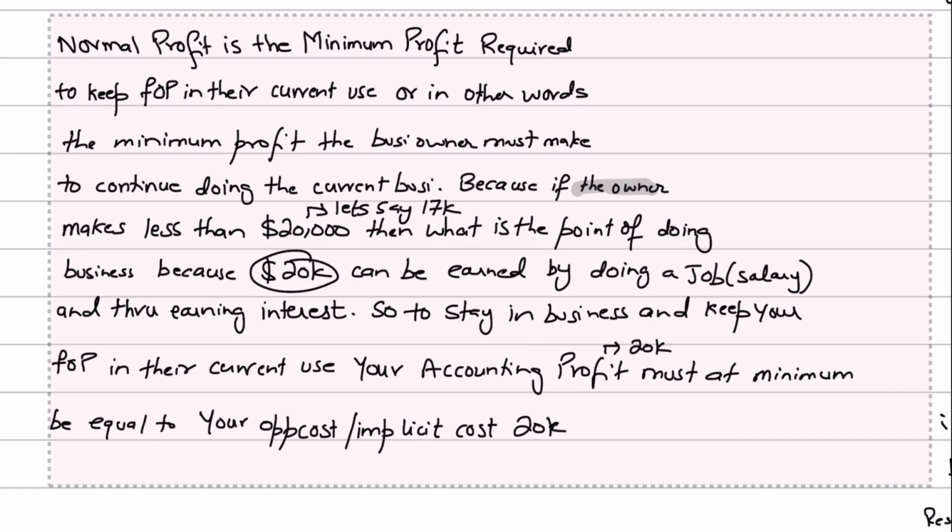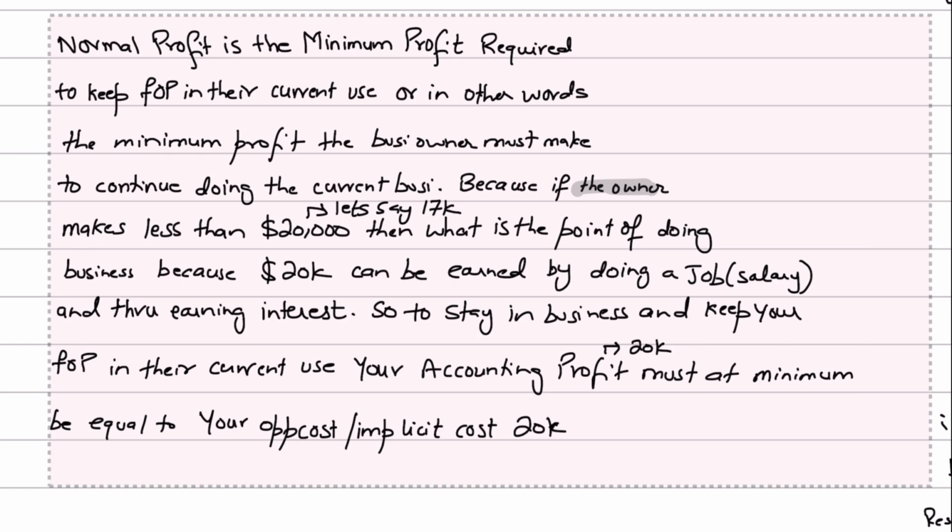Because $20,000 can easily be earned by doing a job and earning interest. I'm worse off in this case. I'm having an economic loss in this case. Right? So in order to stay in business and feel satisfied, at least not having that feeling that I am actually not doing well, because otherwise you will question your decision. Was it the right decision? Was it a rational decision of doing the business and leaving the job and foregoing the interest income?